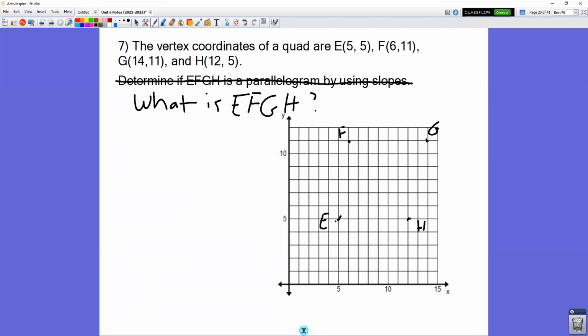It could be a parallelogram, rectangle, rhombus, square, trapezoid, isosceles trapezoid, or kite. We haven't covered all those shapes yet, but this is what your test is going to be like. 4 points. What do they make? So let's reword this question and ask ourselves, okay, what is this thing?